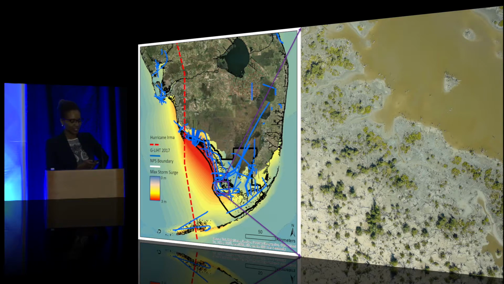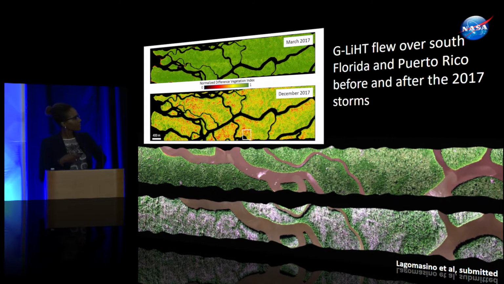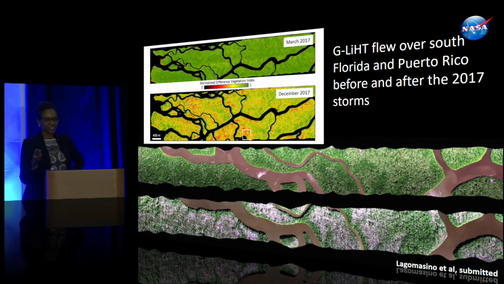So this was an opportunity for us to go and refly and try to see what the effect of the hurricane was on the forest structure. Okay, so we flew not only over South Florida, but also over Puerto Rico, and both sites were really hit very badly by Irma and Maria.